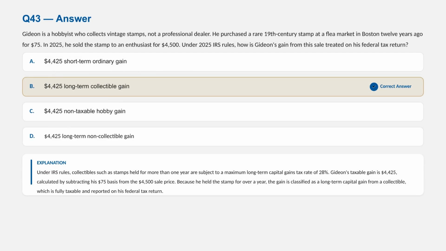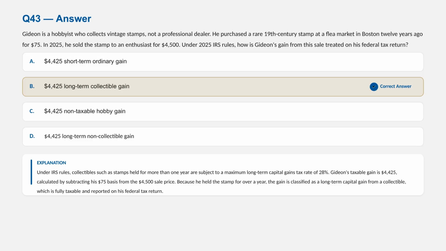The correct answer is B. $4,425 long term collectible gain. Under IRS rules, collectibles such as stamps held for more than 1 year are subject to a maximum long term capital gains tax rate of 28%. Gideon's taxable gain is $4,425, calculated by subtracting his $75 basis from the $4,500 sale price.